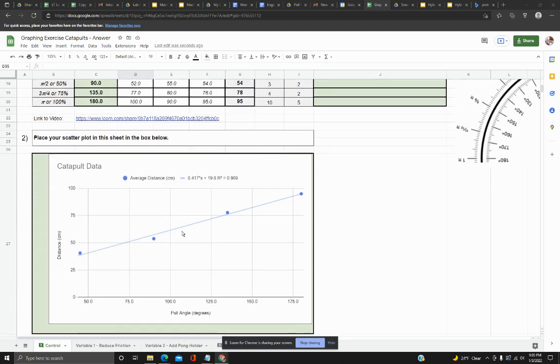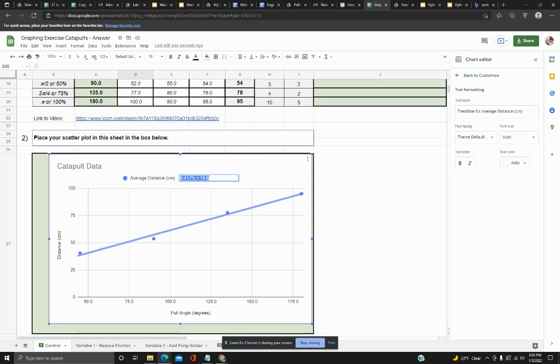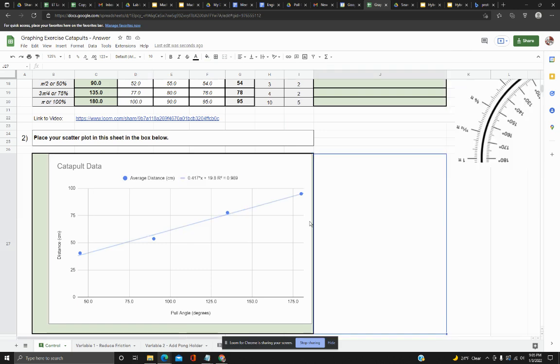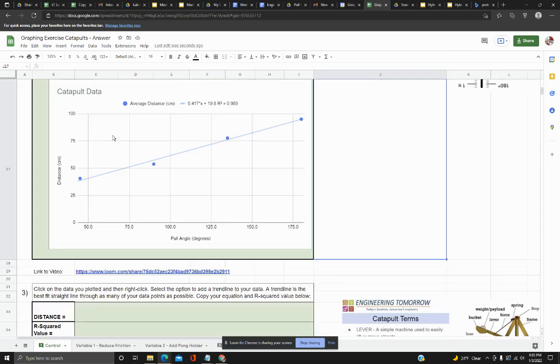And then we created a plot. We got our trend line data, right? We want to copy that out of here and place it in this next section, in section 3, so we can have the equation for our actual distance, right? What does this mean though?